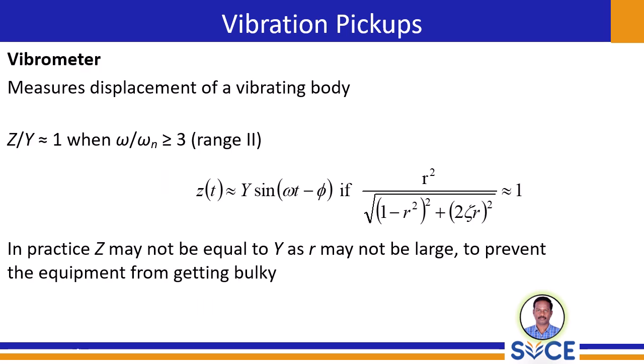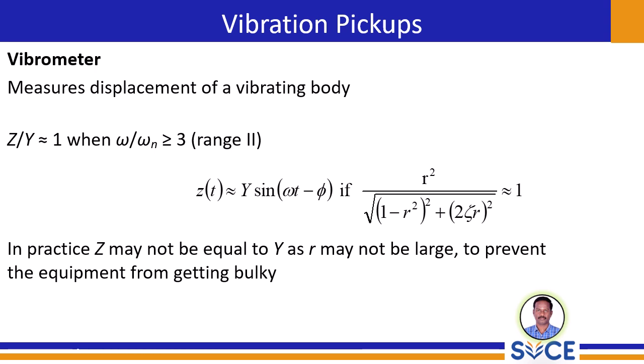Now let's see how the principles we have discussed translate into practical vibration measurement devices. We will start looking at the vibrometer. A vibrometer is specifically designed to measure the displacement of a vibrating body. Recall our amplitude response curve where we plotted Z by Y against the frequency ratio r.